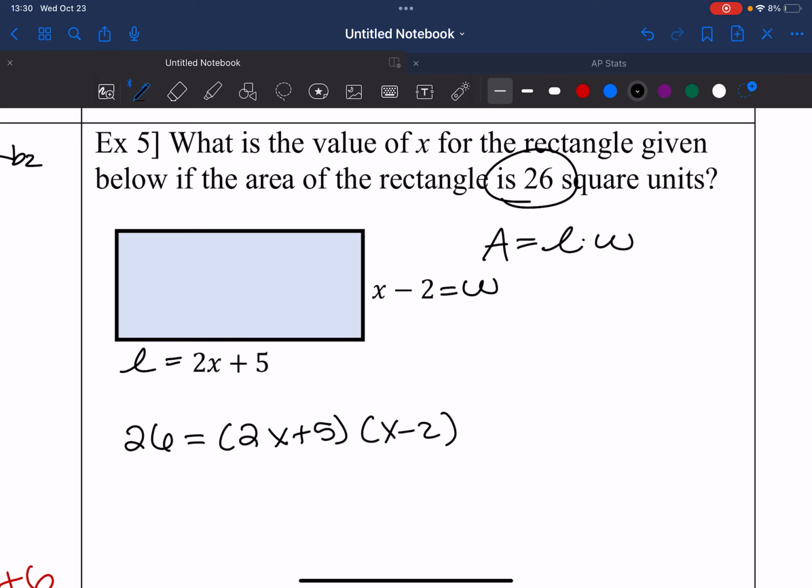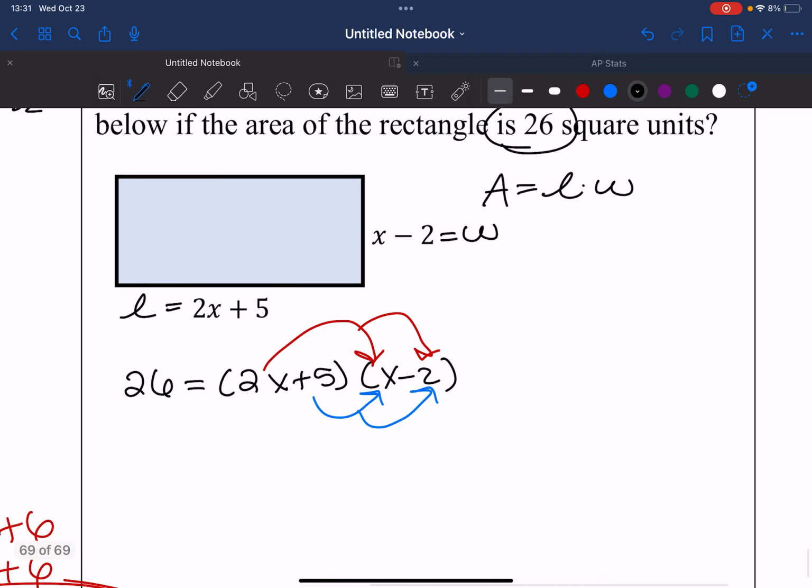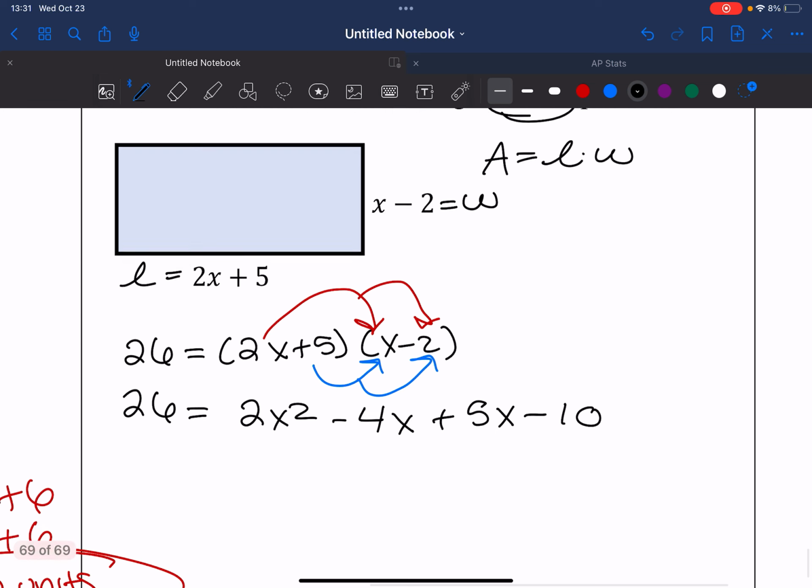Well, since we have two binomials being multiplied by each other, that means we need to do the FOIL method. Okay? Remember, if you need help on the FOIL method, you can go look at some of my other videos, specifically ones from Algebra 1, to recall what this is, because I am just going to move on ahead. So we have 26 is equal to 2x squared minus 4x plus 5x minus 10.